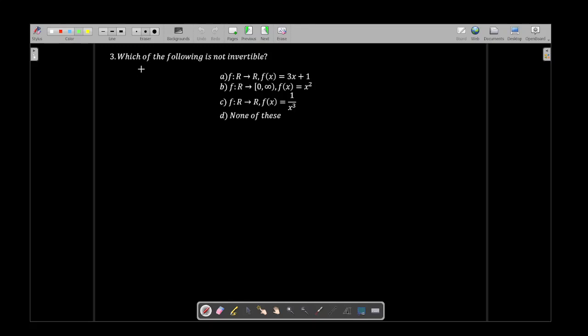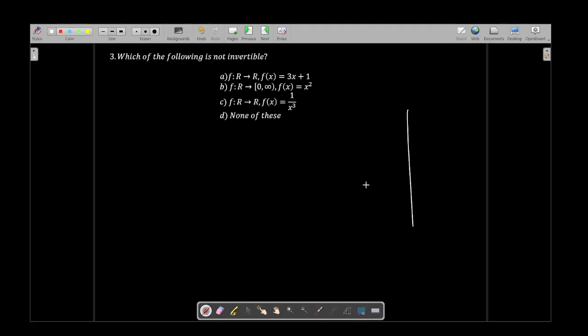Let us solve a problem. Here we need to find which of the following is not invertible. So we need to check whether the function is one-one or not. If it is one-one it is invertible, otherwise it is not. Let us take option A. Option A is 3x plus 1. Let us plot this.